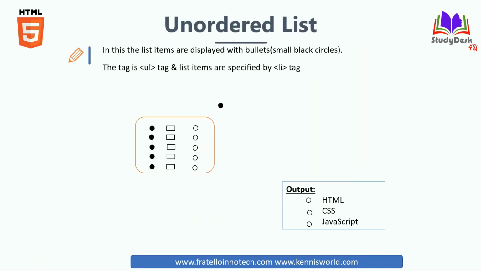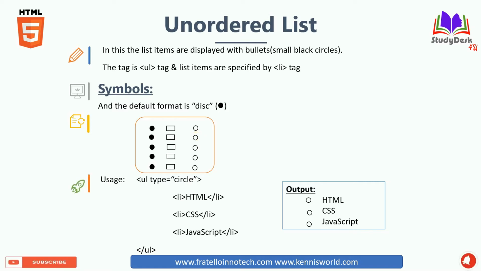It is a collection of related items which do not have a specific order or sequence. In this, the list items are displayed with bullets, and the tag is the UL tag, and the list items are specified by the LI tag. We have different symbols in this unordered list: disk, square, circle, and the default format is disk. Disk is nothing but a small black circle. We can call this a bullet, also called a disk. So by default we'll have this kind of format, and if you want different formats, you can use square and circle. Now let's see how to use this unordered list tag.